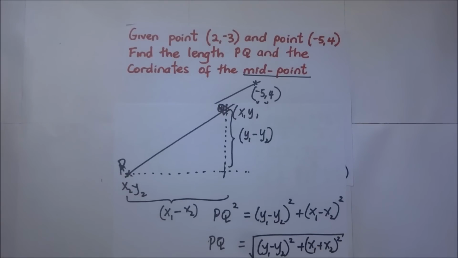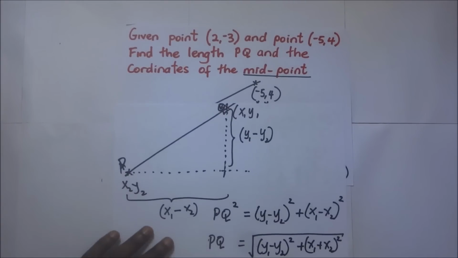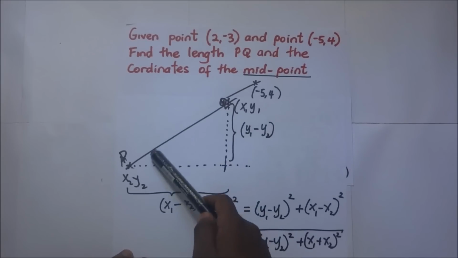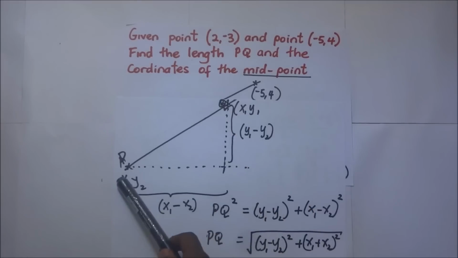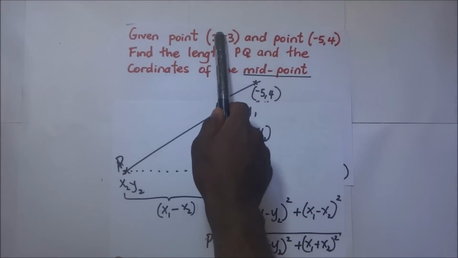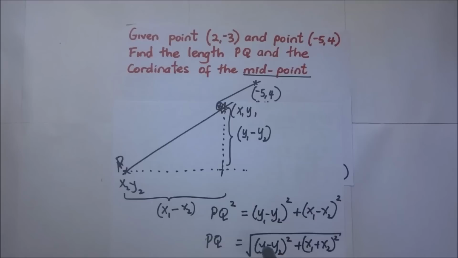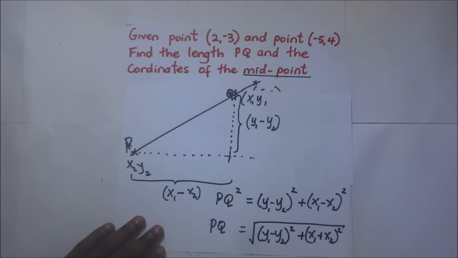This is the general equation we shall be using when we are trying to find the length or the magnitude of a line. Call it the length of a line or the magnitude of a line. So in this particular question, we have the 2 points, and it's just a matter of substituting them in here, and we get our distance PQ. And this is how we'll go about it.